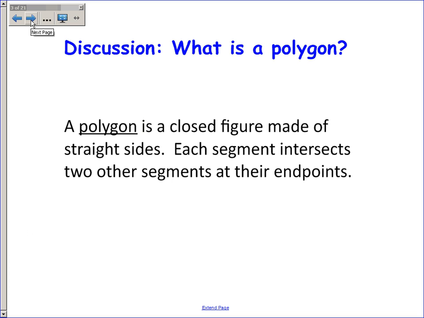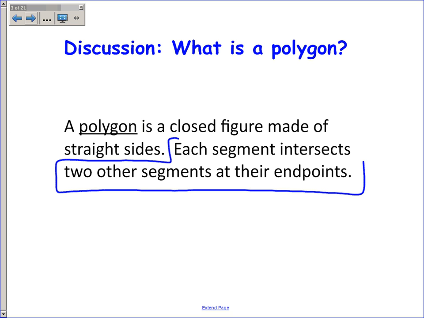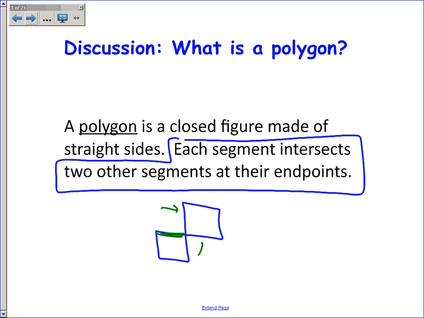Now here's a formal definition of what a polygon is. It's a closed figure made of straight sides, and each segment intersects 2 other segments at their endpoints. Now this second sentence is a little more confusing than the first, and what that means is it doesn't overlap itself. So in the example I just gave in the last slide, this segment right here intersects not 2, but 3 other segments, which means it's overlapping itself.